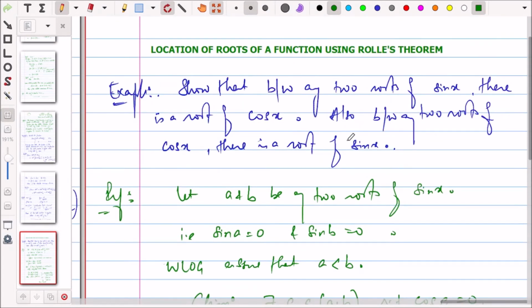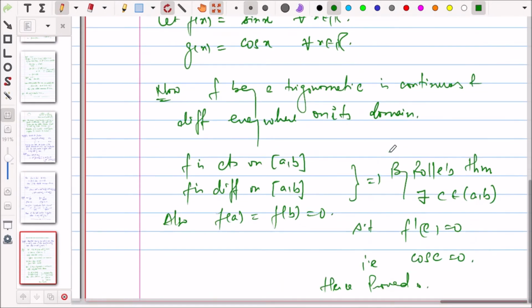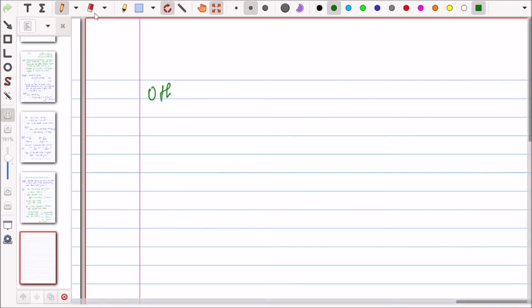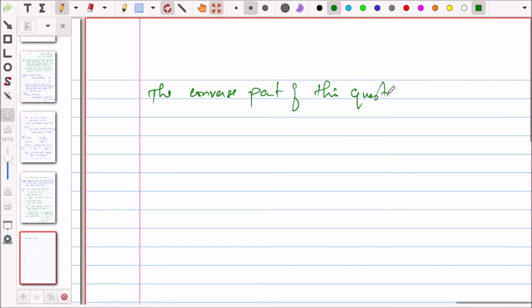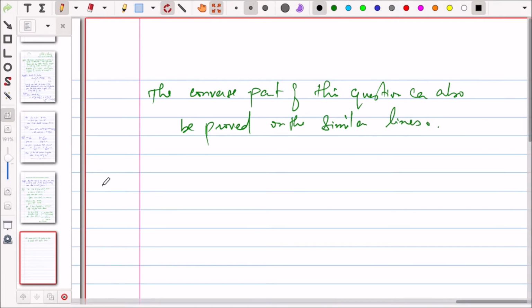Similarly, you can prove the other part of this question. ठीक है? Similarly, you can take a and b to be roots of cos x, and then you will get minus sin c equal to 0, and that will imply sin c equal to 0. Right? The converse part can also be proved on similar lines.